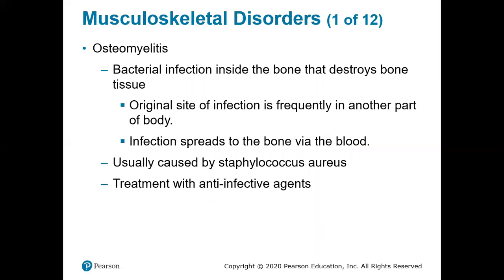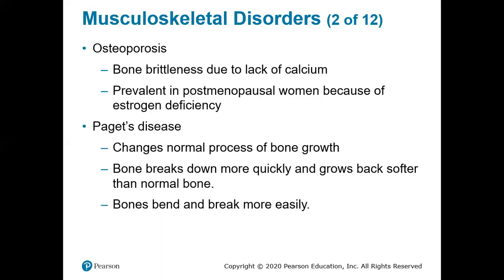So now we're going to look at some of the musculoskeletal disorders. The first one we are going to look at is osteomyelitis. This is a bacterial infection inside the bone that destroys bone tissue. And this is page 420, by the way. The original site of infection is frequently in another part of the body. Infection spreads to the bone via the blood, usually caused by Staphylococcus aureus, and is treated with anti-infective agents.